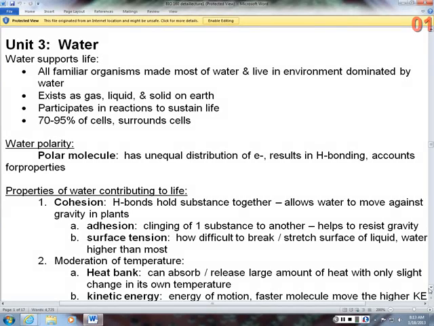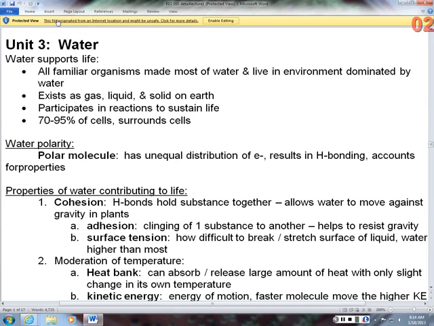And on Earth, you'll find water in all three states: a liquid, a gas, or a solid. The solid is ice, the gas is steam. And it will participate in reactions to sustain life. It makes up the majority of cells, 70 to 95% of it. It's also going to surround cells. So if you were to cut open your body, even if you didn't cut open any blood vessels, it's going to be wet and juicy inside because there is a watery substance that is around all of your cells and tissues without it being blood.